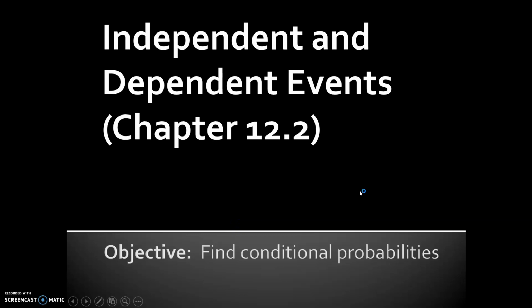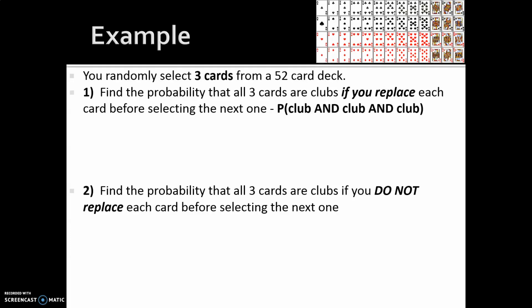Hey everybody, today we're going to finish chapter 12.2 on independent and dependent events, and our objective is to find conditional probabilities. Alright, so I wanted to talk a little bit more about dependent and independent events before we make that jump to conditional probabilities. So, picking up from yesterday, we randomly select 3 cards from a 52 card deck.